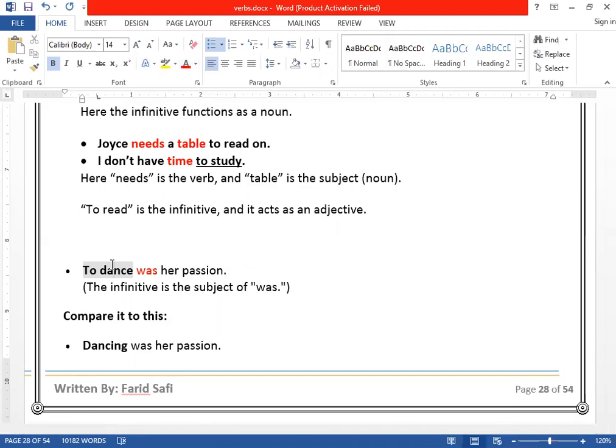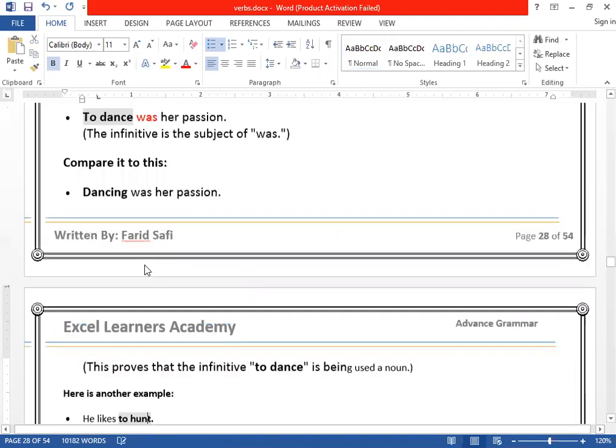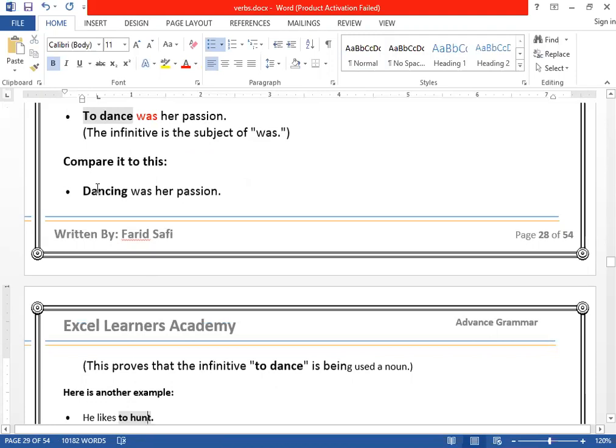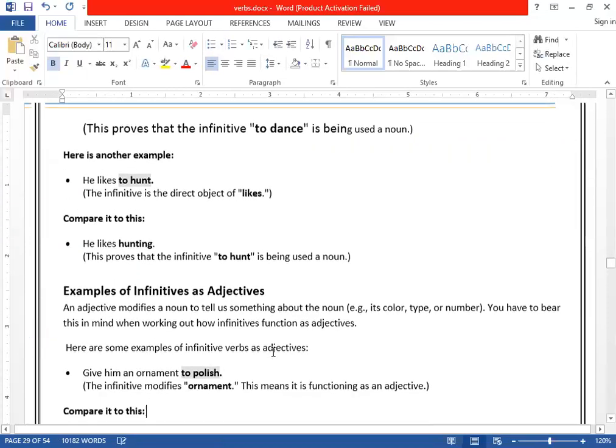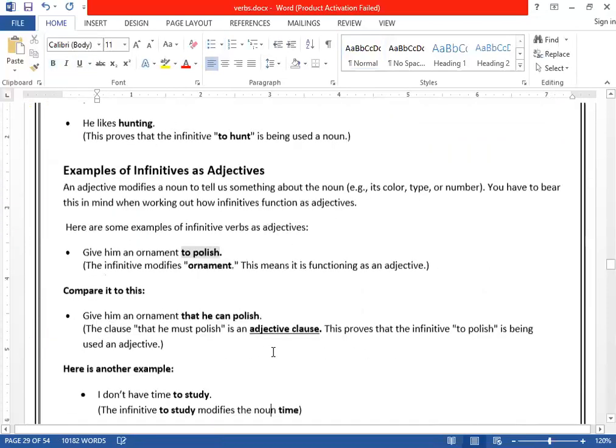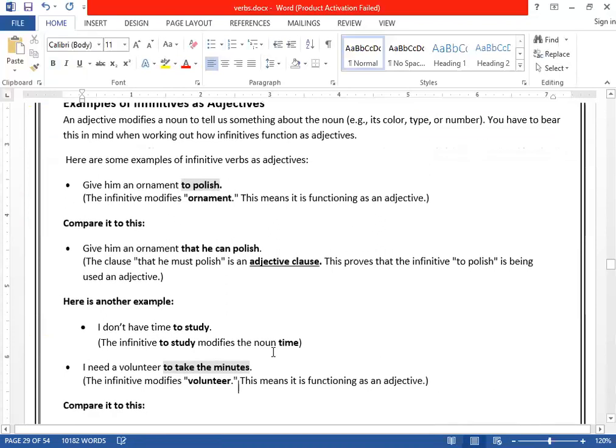It functions as a noun, the infinitive. Subject is a subjective, clear? Noun functions like, for example, to dance was her passion. Another example: dancing was her passion. Dancing is a gerund subject. Yesterday we said that to dance or dance, so it functions as a noun. Let's study more examples, clear for all of them.